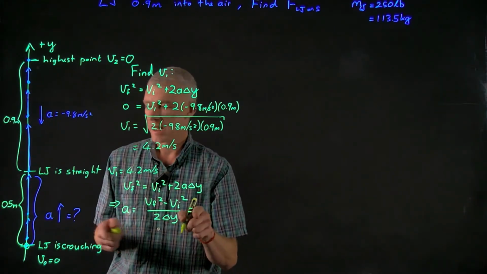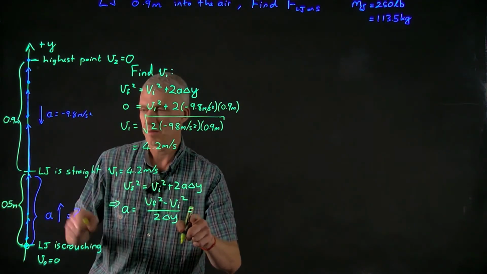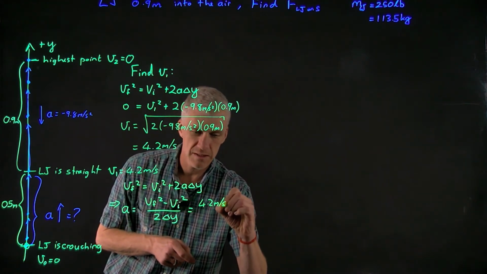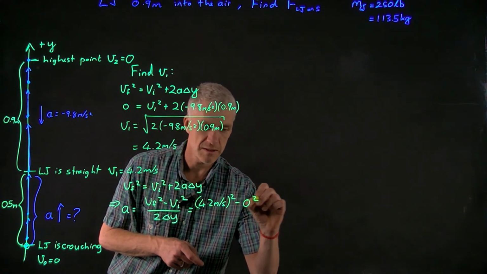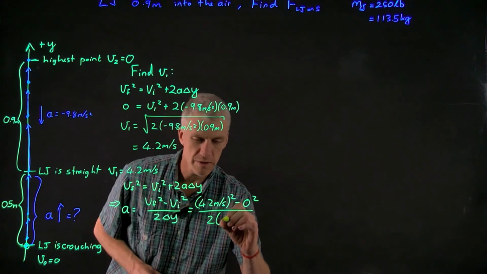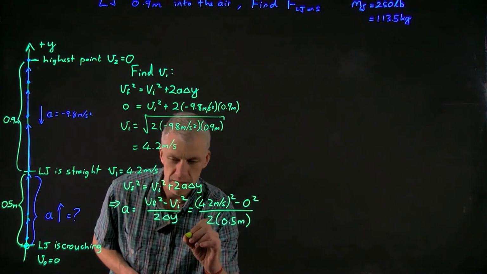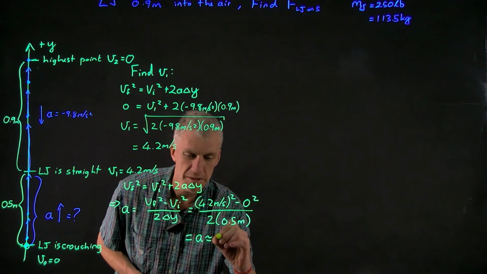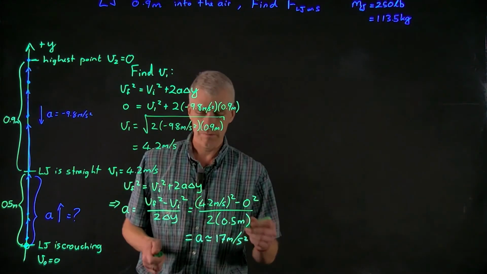Now again, we'll just plug numbers into the equation from the first phase of the motion. The final velocity is 4.2 meters per second. His initial velocity is 0, and his displacement is 0.5 meters. And that gives us an acceleration of about 17 meters per second squared.